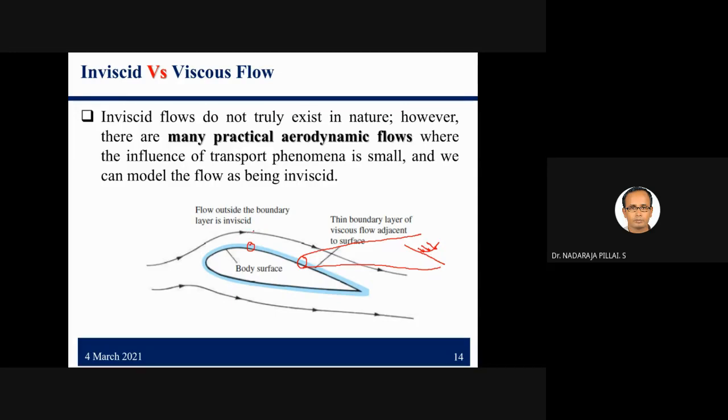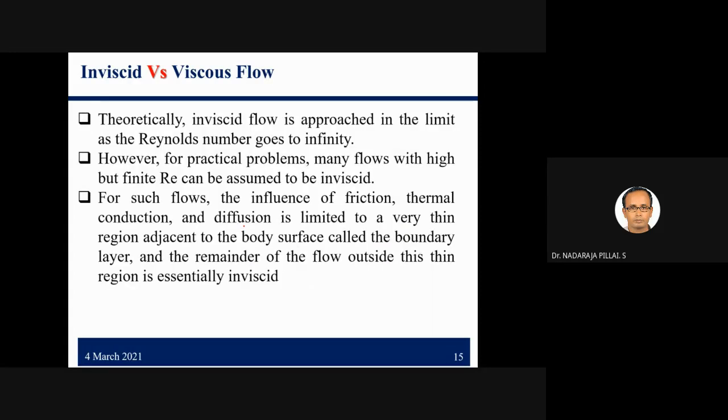But what happens to the flow outside? Outside this point, the flow is considered to be inviscid, right? So this is one of the reasons why we consider all our aerodynamic problems, not all, most of our aerodynamic problems, with the assumption of an inviscid flow. Theoretically, inviscid flow is approached in the limit as the Reynolds number goes to infinity, right?